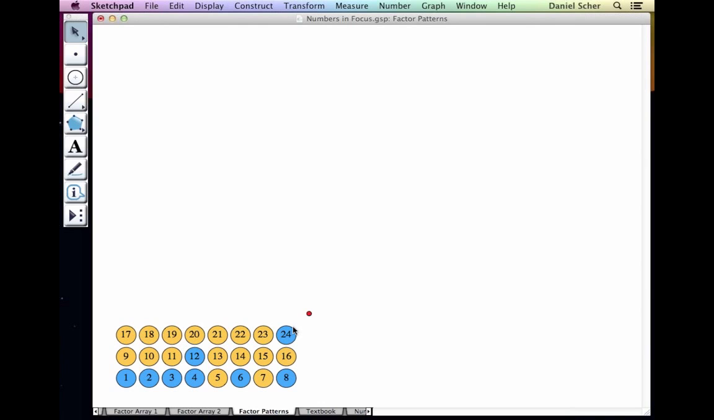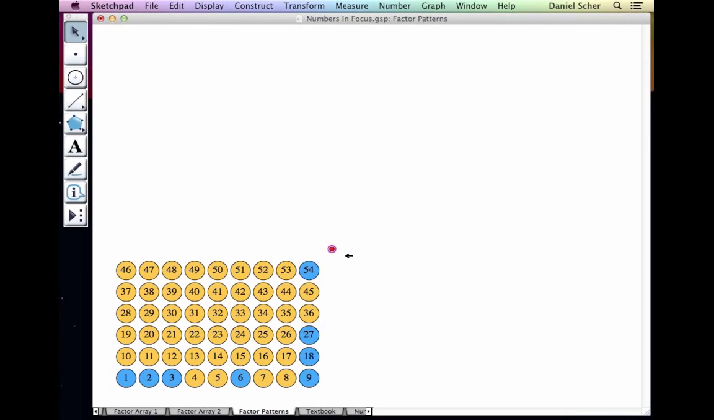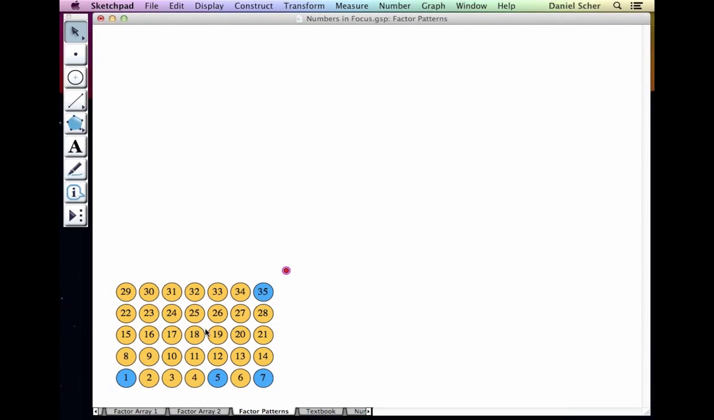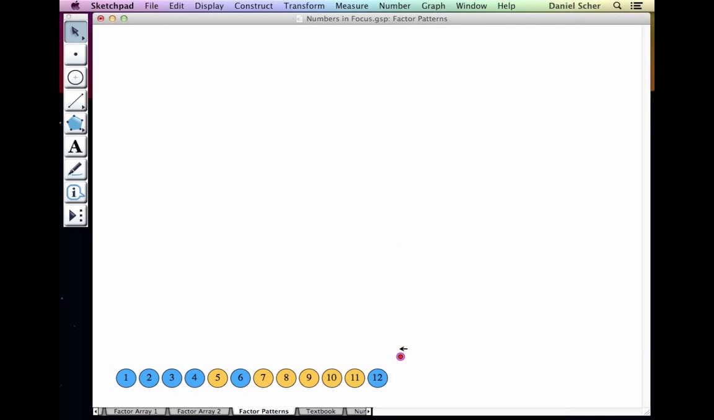So wherever we drag this to make whatever size array, one question to look at is, is there any number that, regardless of how many circles we have, is always blue? And that number is 1, because 1 is a factor of any number that I can possibly make. And what about in the case where I make, say, a prime number? So I have 13 circles. How many different ways can I arrange these 13 circles? Well, that gets back to what we looked at on the previous page. I can either have one row of 13 or one column.